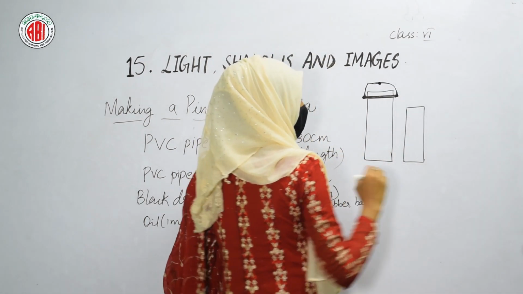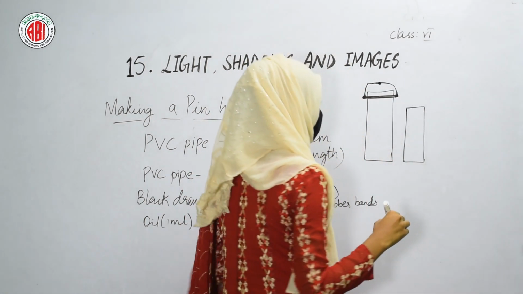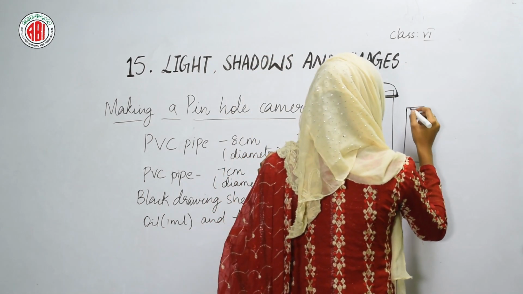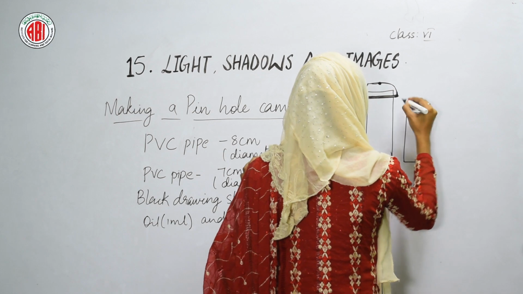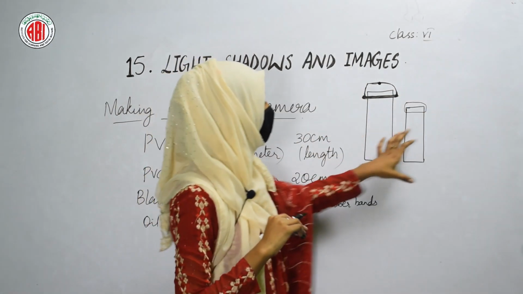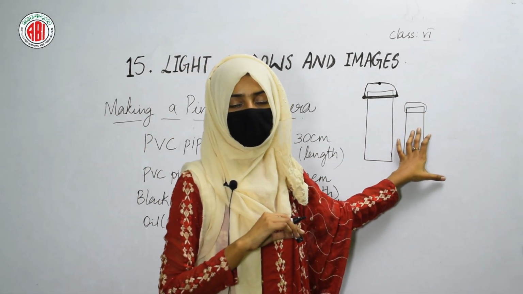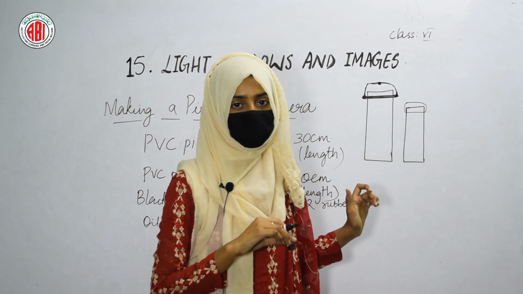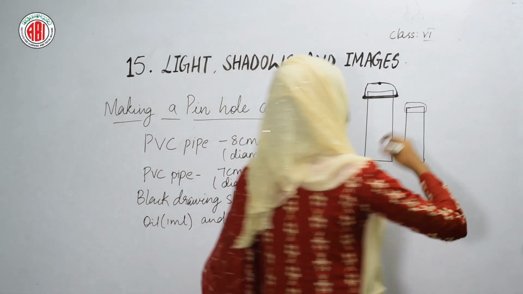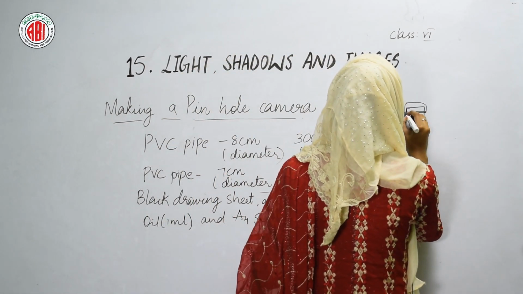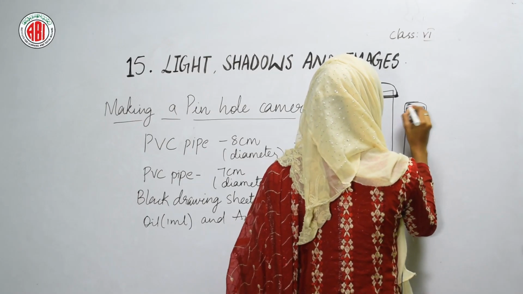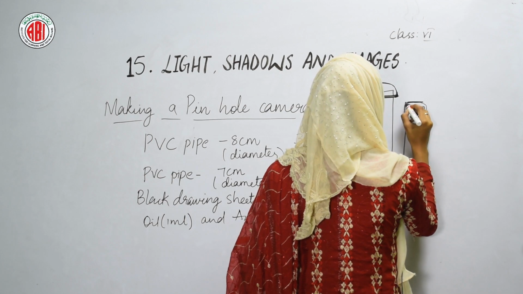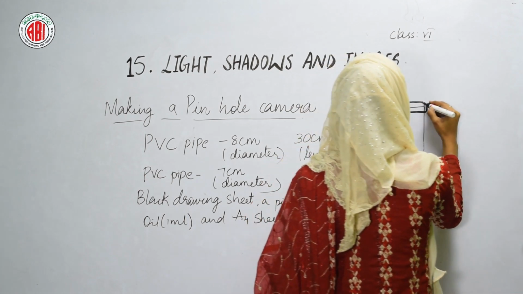After this, we need to take the other PVC pipe. Again, we have to cover one end of this PVC pipe with an A4 sheet and again fix it with the help of rubber bands. Now take the oil and rub the oil onto the A4 paper so that the paper becomes translucent.